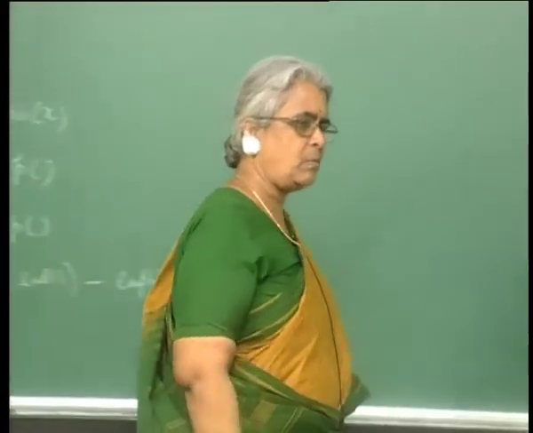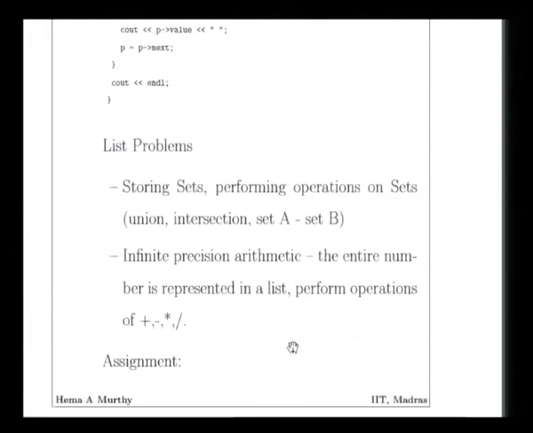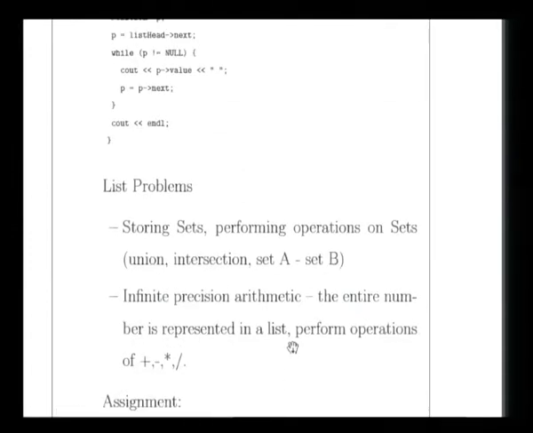Now I just have some problems over here. I'd like you to work on storing sets. I gave you an example of storing sets using lists, and basically you want to perform operations on set union, intersection, and set A minus set B. I also want you to look at another application of lists, what we call infinite precision arithmetic. That is, let's say you have a 64-bit machine and you want higher precision than 64-bit, then you can use the list as a structure to perform arithmetic on it.